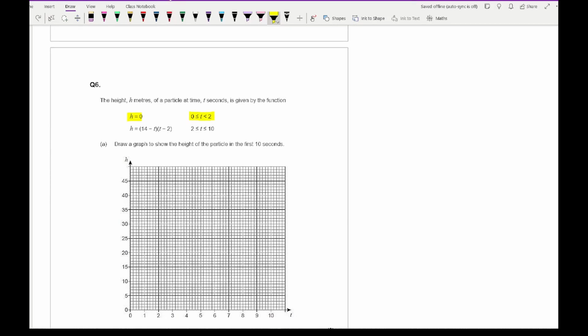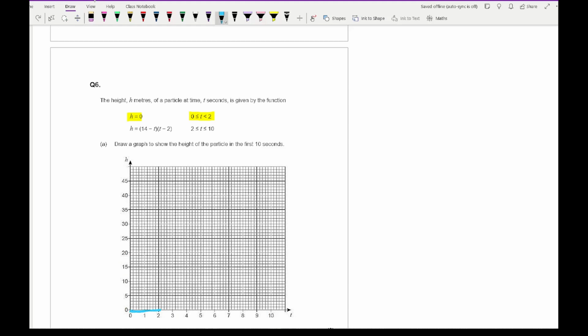So here from 0 to 2, h is 0, so that is going to be a flat line from 0 to 2. So what it's going to look like is it's going to look like this. It's going to be on the t-axis. Let me just do that again so it's a little bit neater, like so.